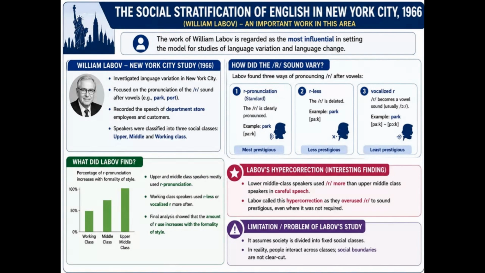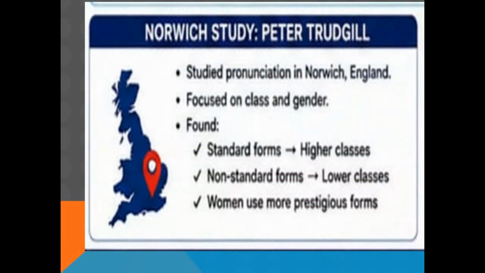So now, Peter Trudgill carried out a similar study in Norwich, England. He found that higher social classes generally used more standard forms while lower social classes used more non-standard forms. He also observed that women often preferred more prestigious language forms.